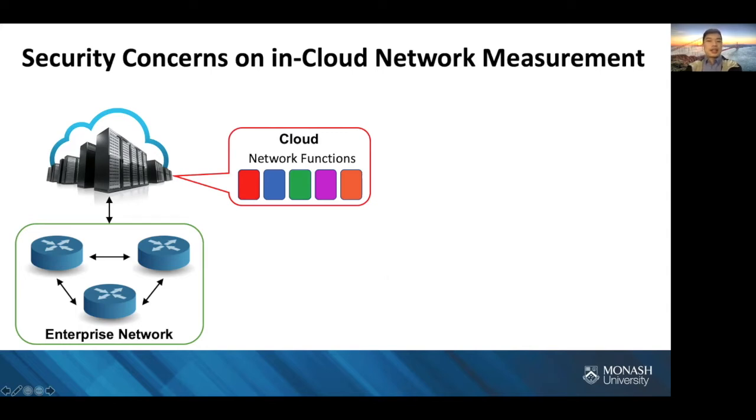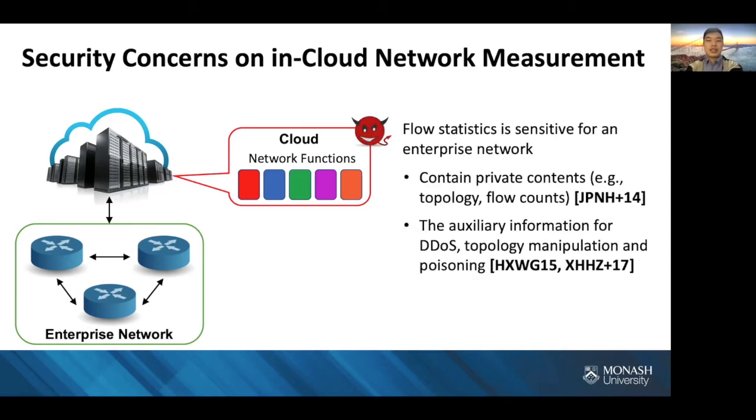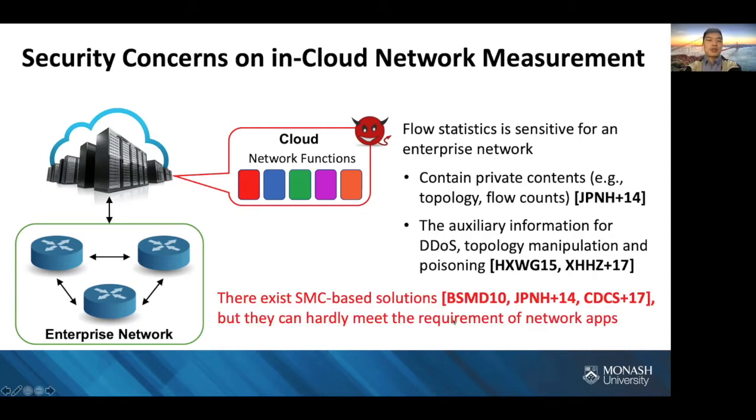An enterprise can send its local network statistics to the cloud and employ the service on the cloud for measurement tasks. However, a security concern arises due to the sensitivity of flow statistics. Several works show that the statistics can be used to learn private information or conduct attacks on the network. There are some existing solutions based on secure mathematical computation, but they are inefficient and cannot meet the real-time requirement for measurement.